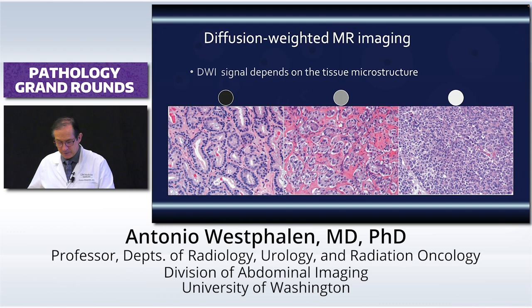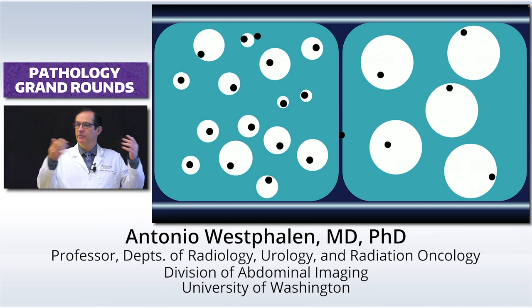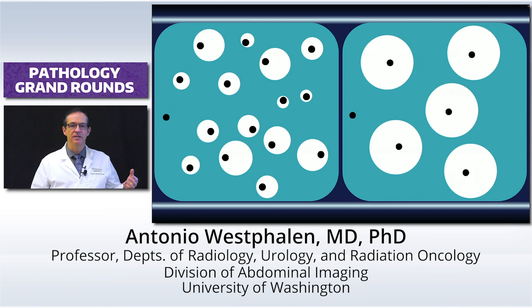So essentially what we're trying to do is distinguish these two types of tissues. In one of them, we have a bunch of cells moving more freely because the cells are bigger. And the other one, you have cells of various sizes, various shapes. And that will impact how we capture the signal.